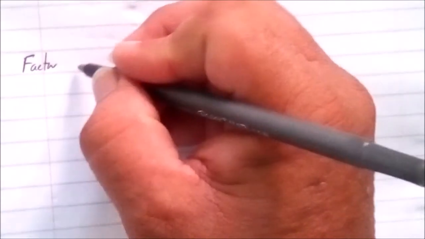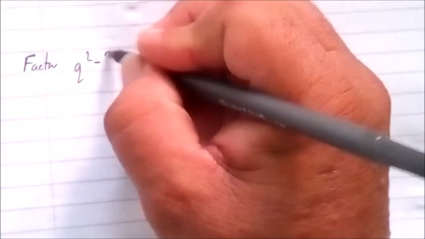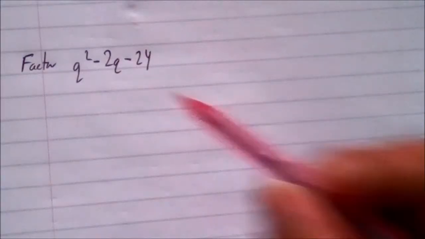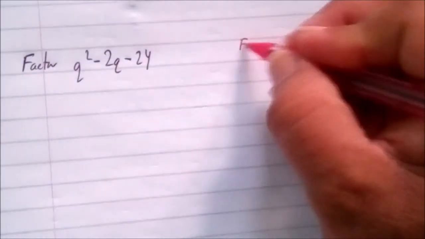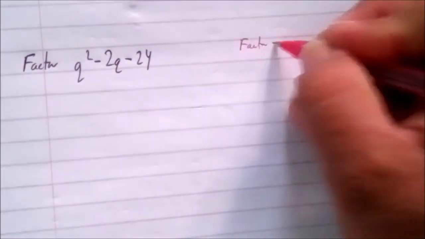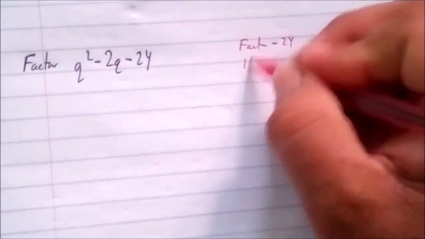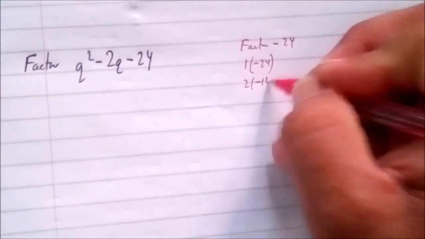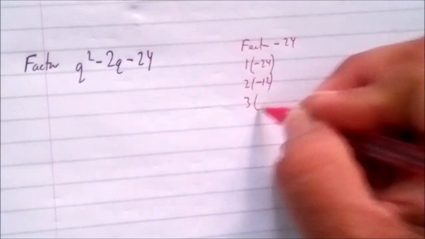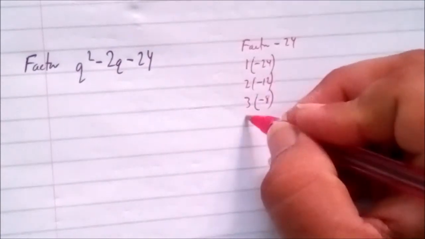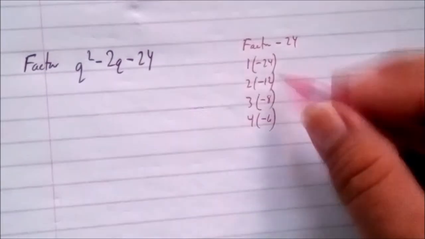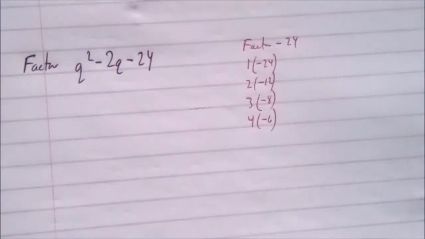Factor q squared minus 2q minus 24. Let's go with the factors of 24. Factors, and not just 24, negative 24. 1 times negative 24, 2 times negative 12, 3 times negative 8, 4 times negative 6. Those are the factors to get negative 24.